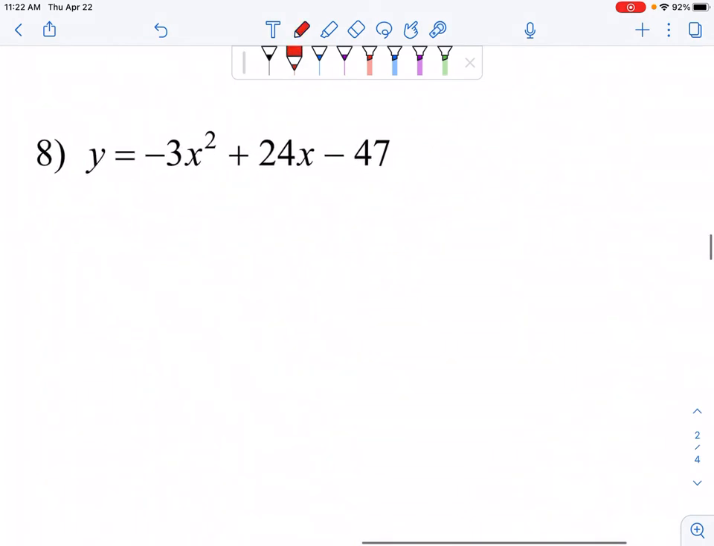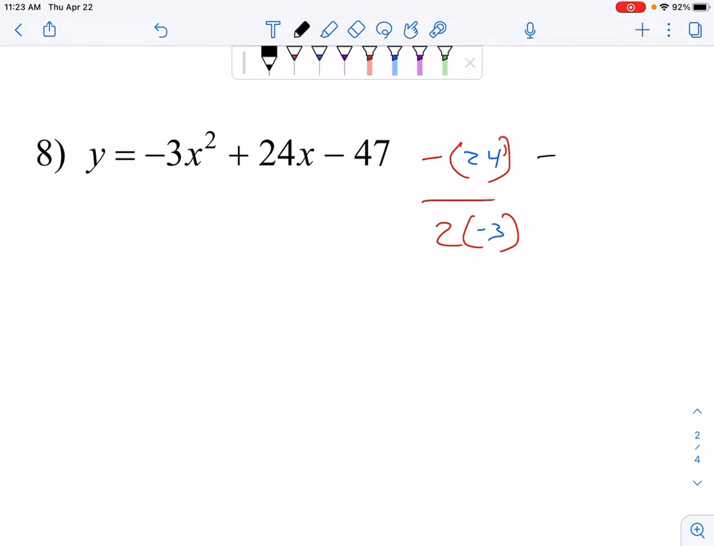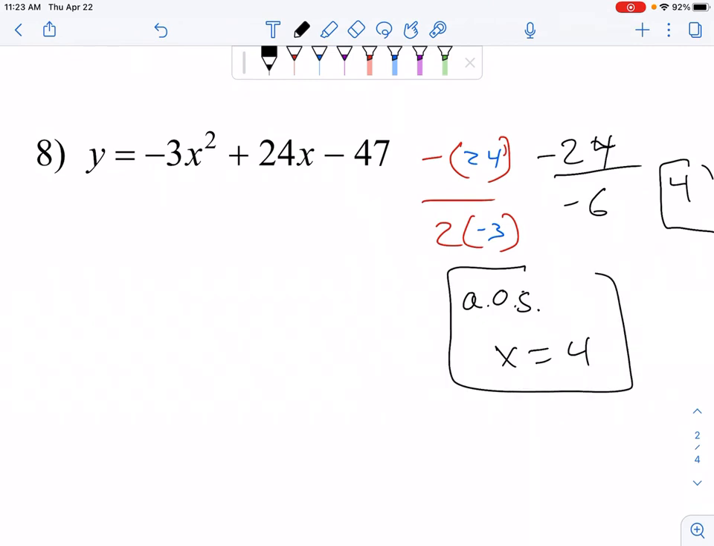It's got large numbers. Negative b over 2 times a. My b is 24, my a is negative 3. So I've got negative 24 over negative 6, which reduces to positive 4. So with a positive 4 there, our axis of symmetry, x equals 4. So we're going to replace here, y equals negative 3.